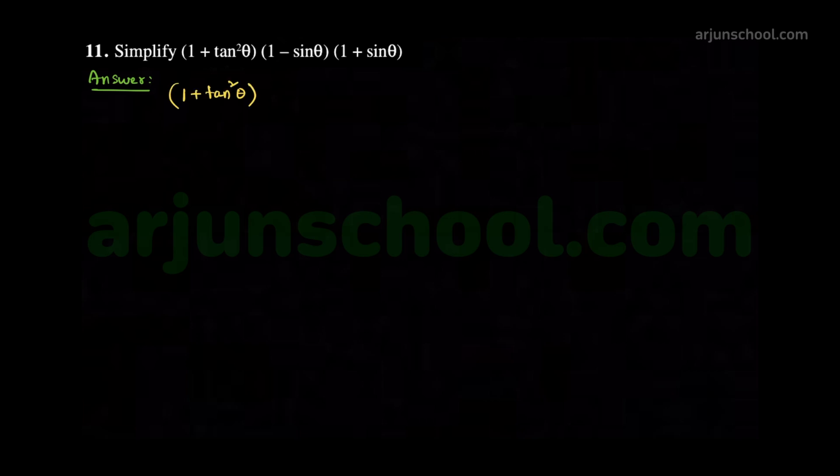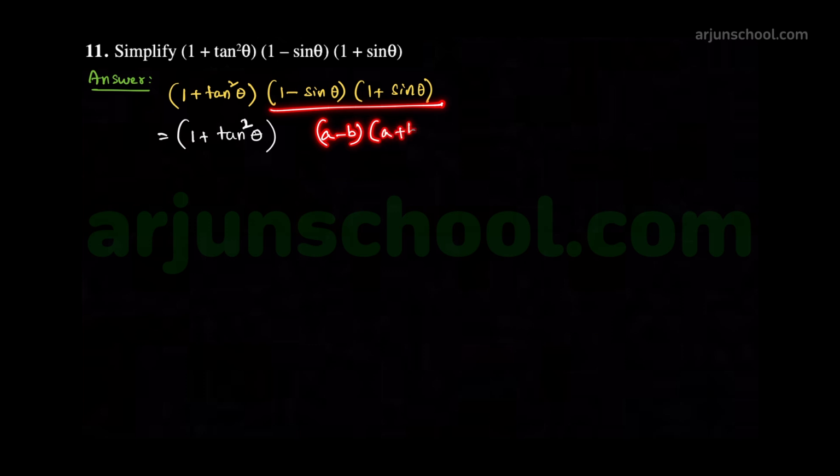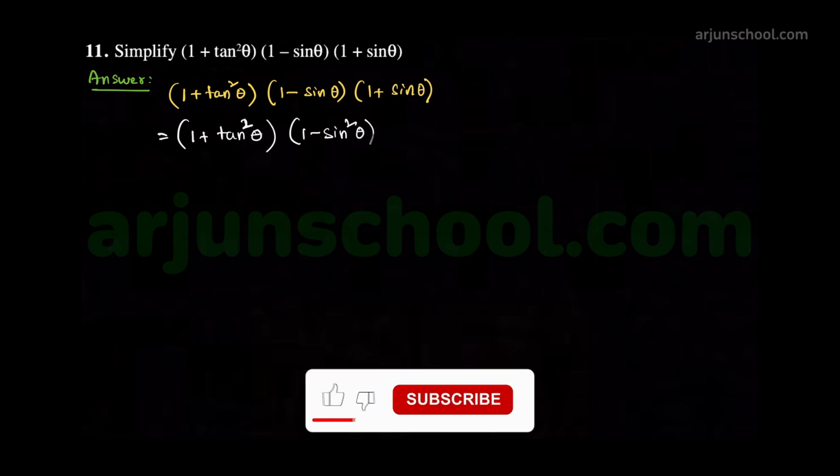(1 + tan²θ)(1 − sin θ)(1 + sin θ) is equal to (1 + tan²θ) times... The second and third terms are of the form (a − b)(a + b), which is equal to a² − b², where a is 1 and b is sin θ. Therefore, we can write it as 1 − sin²θ.